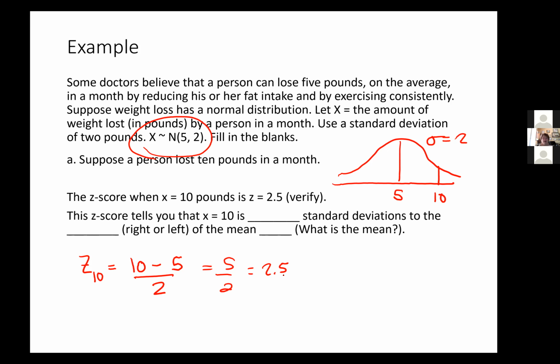Okay. So the z-score tells you that when X is 10, that's 2.5 standard deviations to the right of the mean, 5. So 10 pounds is 2.5 standard deviations to the right of the mean of this distribution, which is 5.